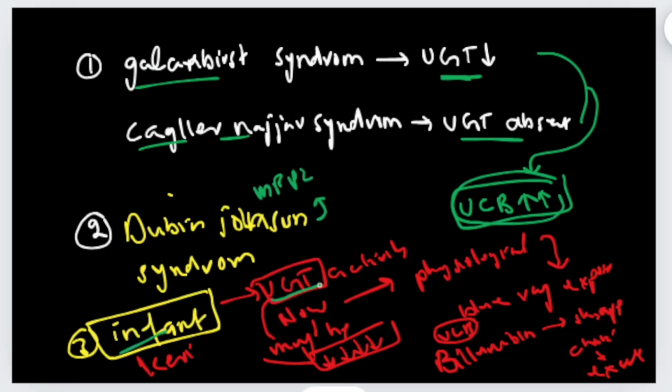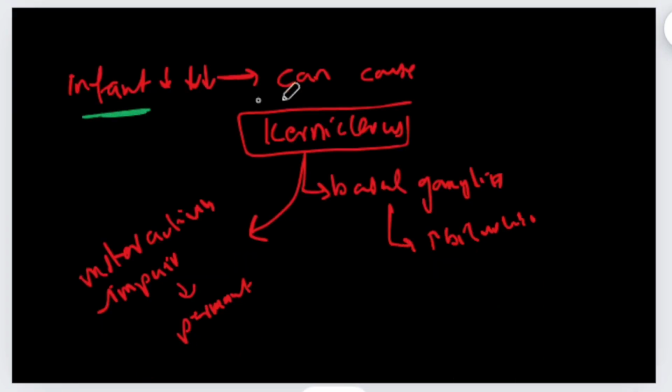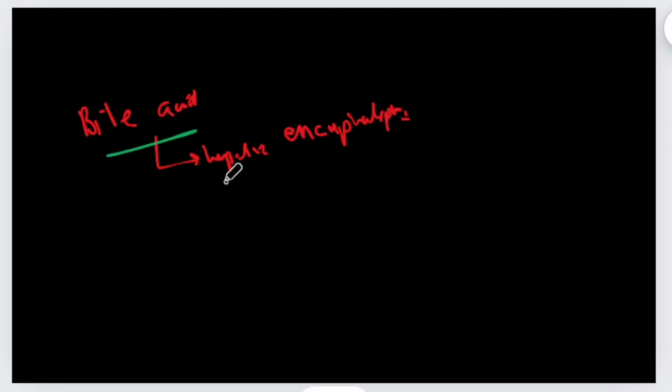And the third, in infancy, in infants UGT is low physiologically. When that is low, in that baby bilirubin becomes high and it causes syndromes. We will treat it with blue light. Another is that infancy can cause kernicterus. This disease can cause kernicterus. Bile acid causes hepatic encephalopathy.